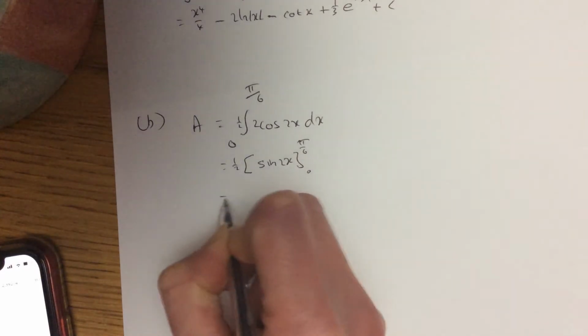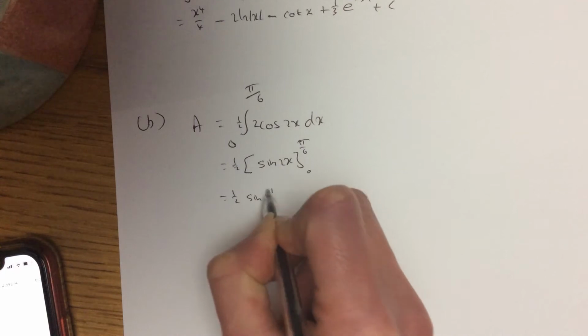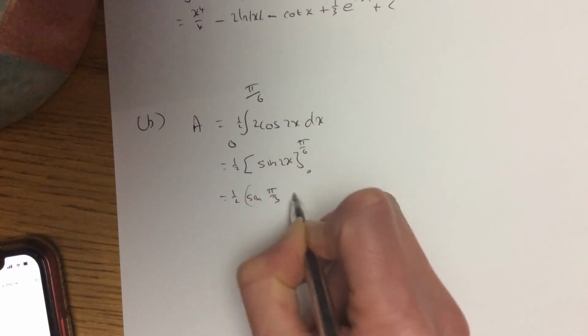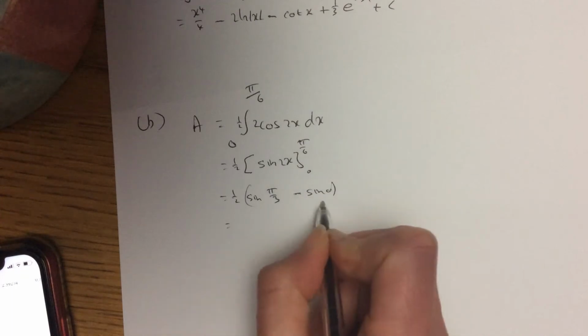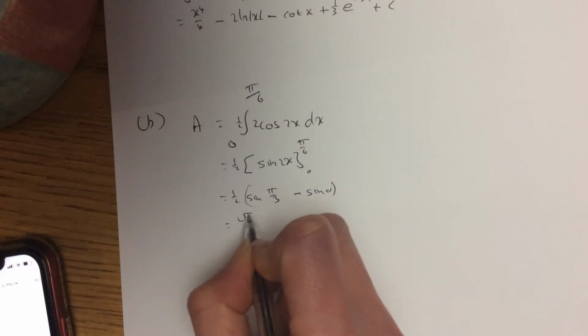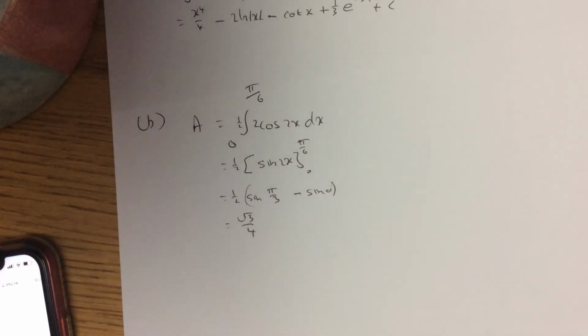Your wee limits, so it's a half sine pi over 3 minus sine 0. And sine pi divided by 3 is root 3 over 2, and sine 0 is 0. So the whole thing works out to be root 3 over 4.